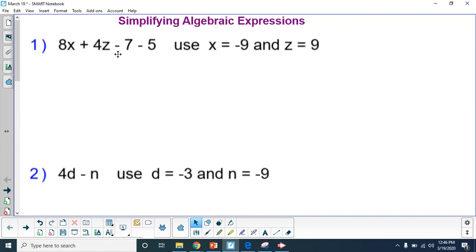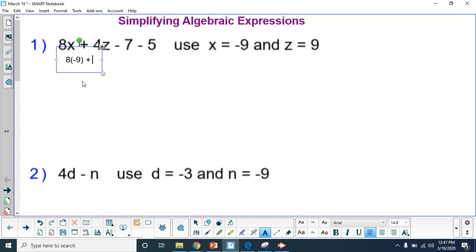8x plus 4z subtract 7 subtract 5, and use x equal to negative 7 and z equal to 9. Now look at the first part of this polynomial. It's 8x. In this term, the variable is x and the value of x is negative 9 according to the question. Therefore, the first term is going to change as 8 times negative 9.